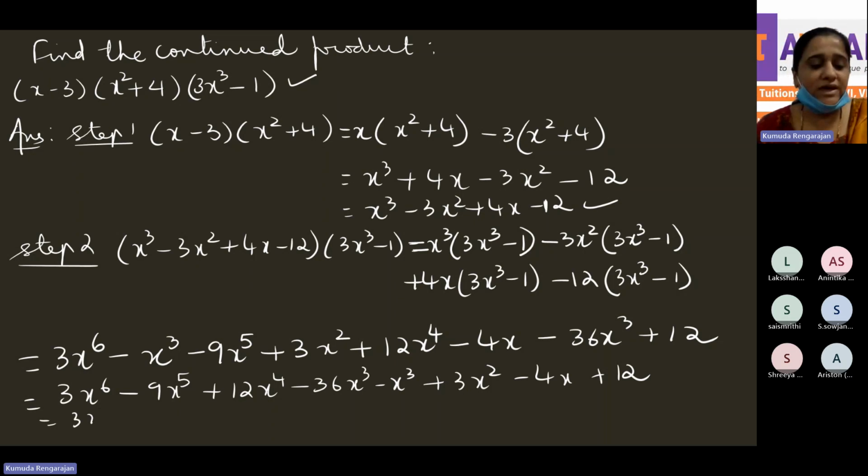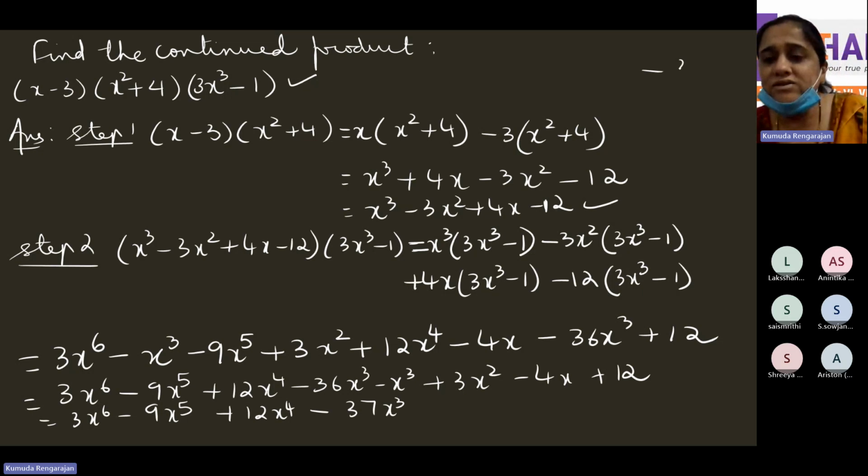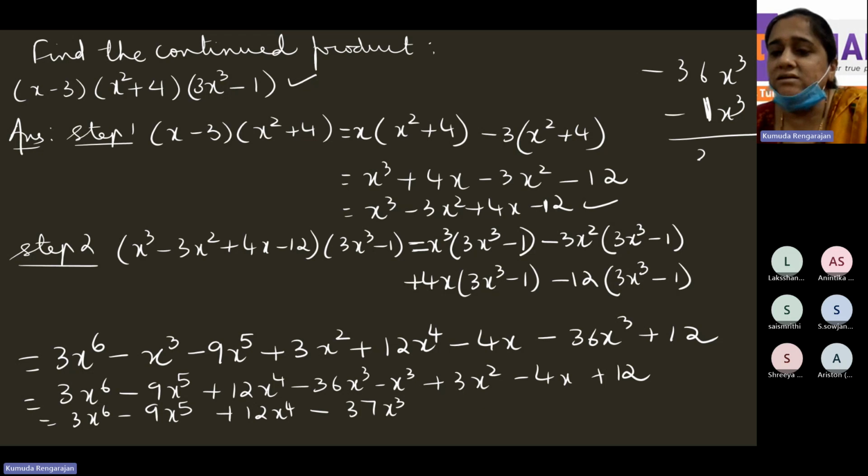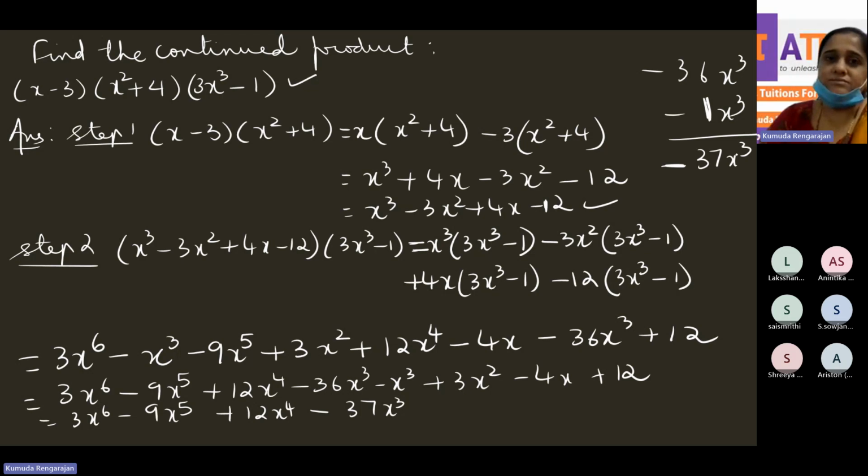Then this is the final step. 3x to the power 6 minus 9x to the power 5 plus 12x to the power 4 minus 37x cubed. Why? Because minus 36x cubed and minus x cubed are like terms. Same signs, add. There's one here, so same signs, add 37 and put the same sign. Minus 37x cubed. Then plus 3x squared minus 4x plus 12.